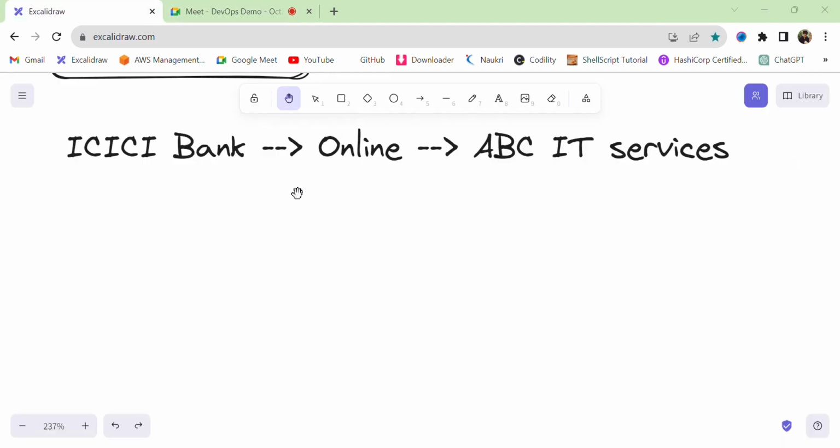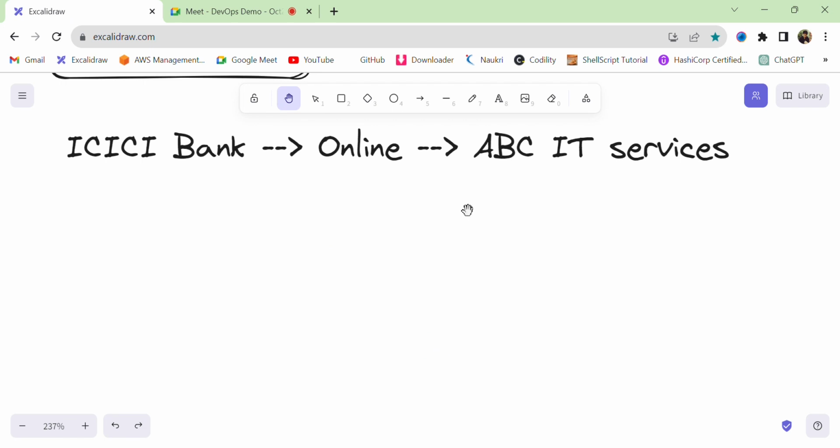Okay, so ICICI Bank went to ABC IT Services and told them their requirement: we want an application wherein we can perform all these transactions online, and they also told them the different options that they have. Okay, they have net banking, IMPS, NEFT, SMS, ATM. All these services have to be done online.